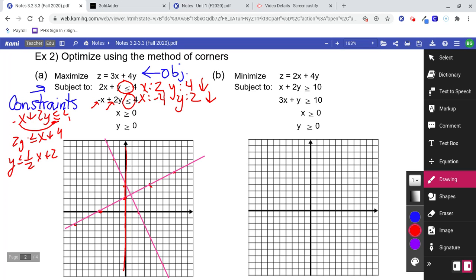X equals 0 is a vertical line, but greater than tells me I'm going to shade to the right. So down from both of the diagonal lines and to the right of the vertical line. Now, Y is greater than or equal to 0. That's going to be a horizontal line. And I'm going to shade above.